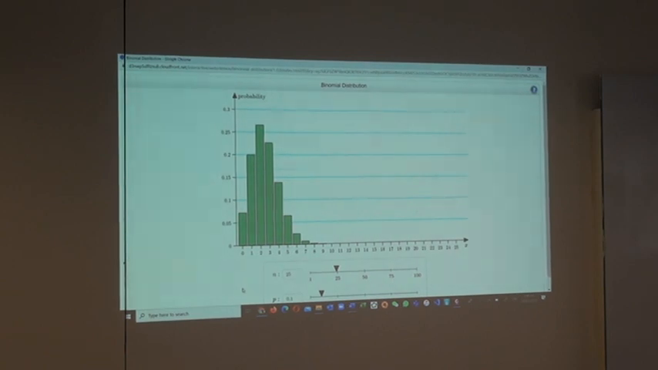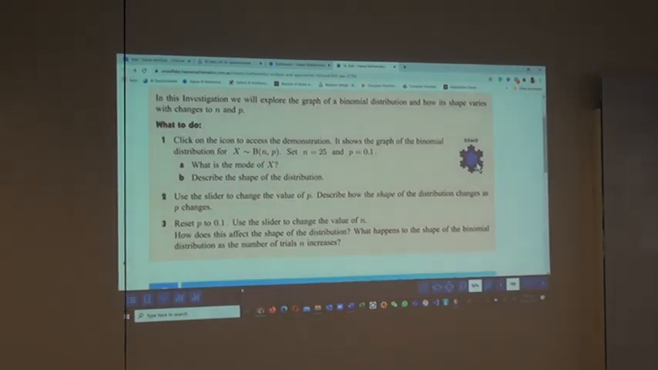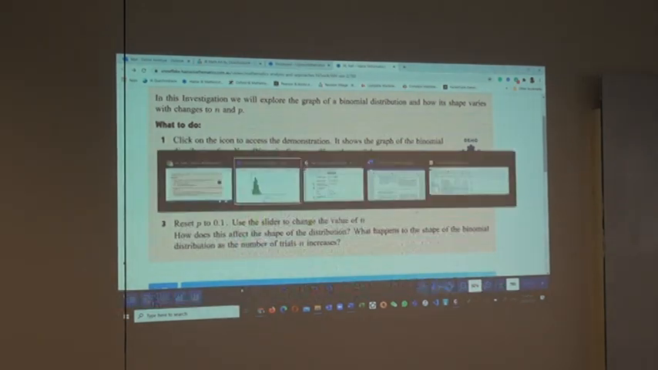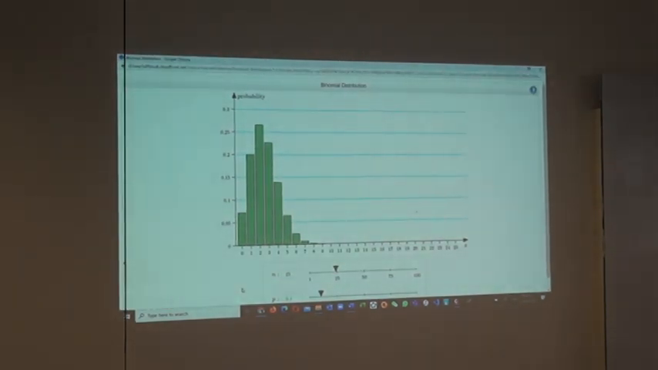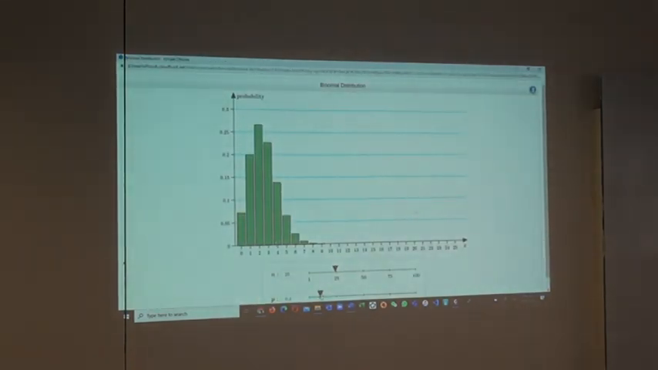Yes, together. 2. The next question is, describe the shape of the distribution. Positively skewed. Okay, let's move to the next one. Let's change the value of p and describe the shape of the distribution. So p is here. Watch.